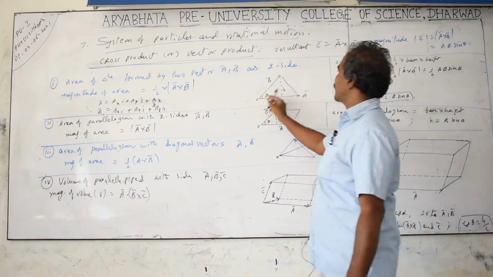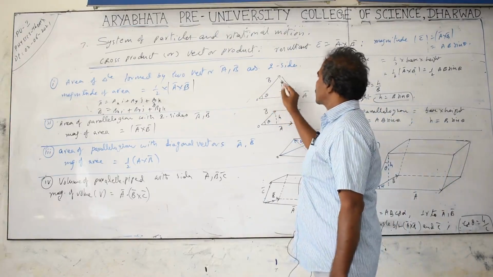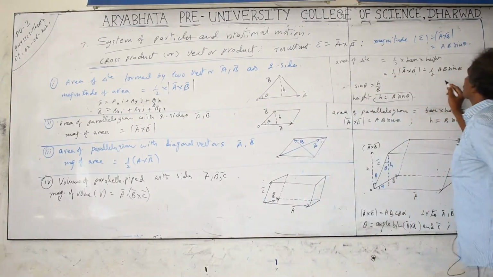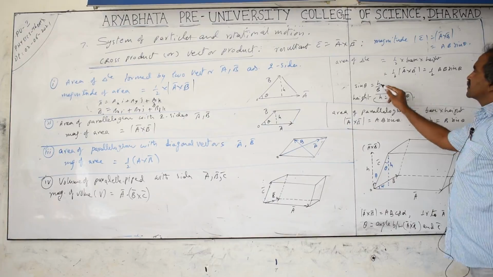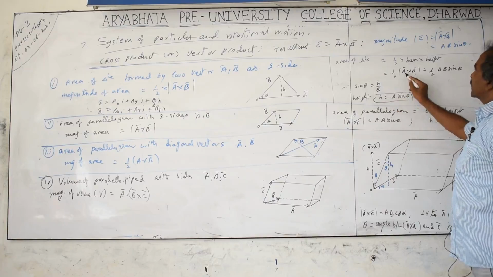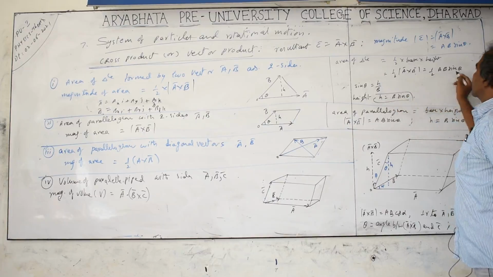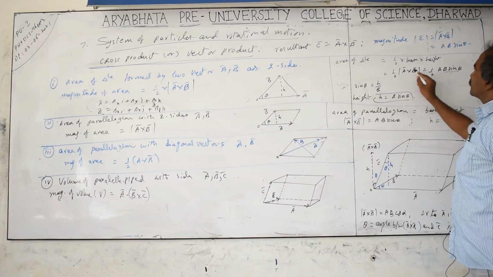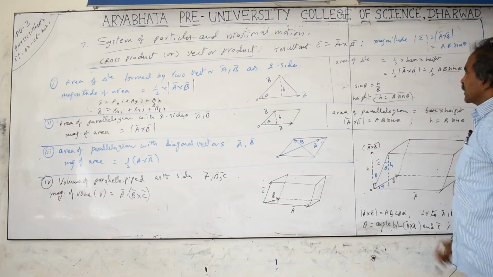If you take sin theta, opposite side by hypotenuse, that means it's a right angle triangle: h by b. Taking magnitudes only, sin theta is equal to h by b. So h is equal to b sin theta. The magnitude of A cross B is nothing but AB sin theta. So B sin theta is nothing but h. A into h into half is nothing but the area of a triangle.